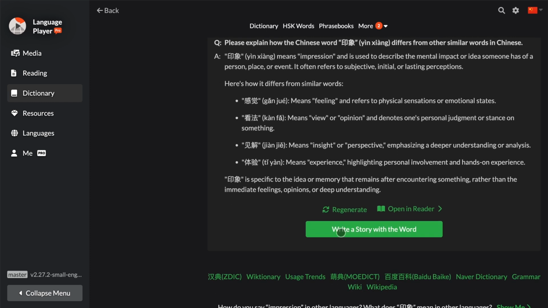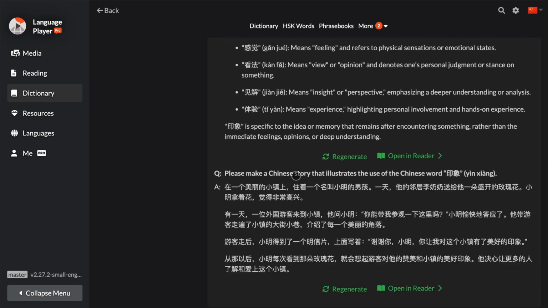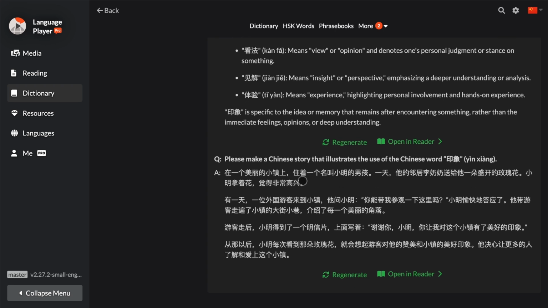And finally, we can ask ChatGPT to write a story with the word. If we press on that, we ask ChatGPT, please make a Chinese story that illustrates the use of the Chinese word 印象. So oftentimes the story starts somewhere in the village. ChatGPT likes a story that takes place in a little village or a town. Here it says, 在一个美丽的小镇上住着一个名叫小明的男孩. And then eventually it ends in 就会想起游客对他的赞美和小镇的美好印象. Right here, the word is used.